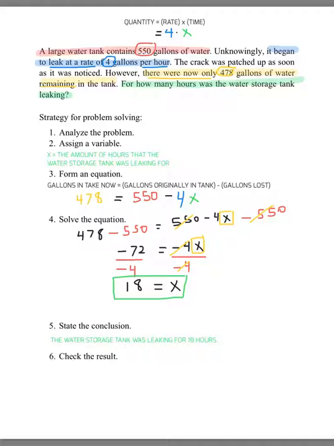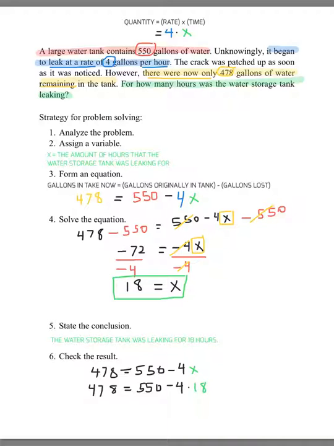Now that we've stated the conclusion, let's check our result to verify that we are indeed correct. So we always start off with the original equation. So 478 is equal to 550 minus 4x. But we actually know the value of x now, so we're going to substitute that in. Meanwhile, everything else is going to remain exactly the same. And now we know that x is equal to 18.